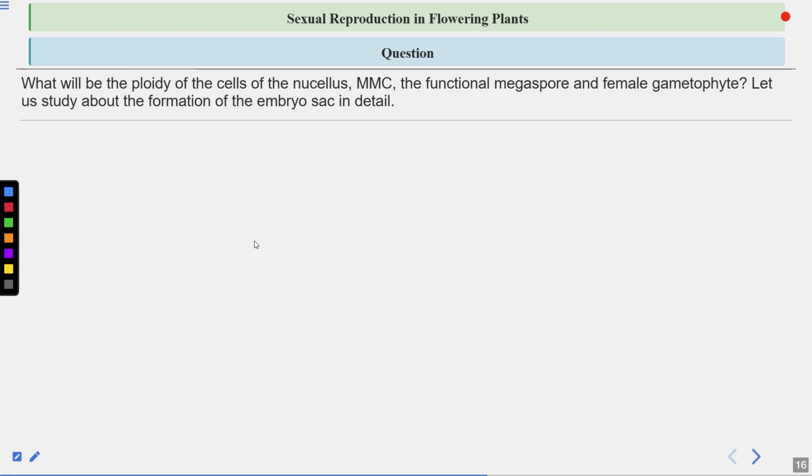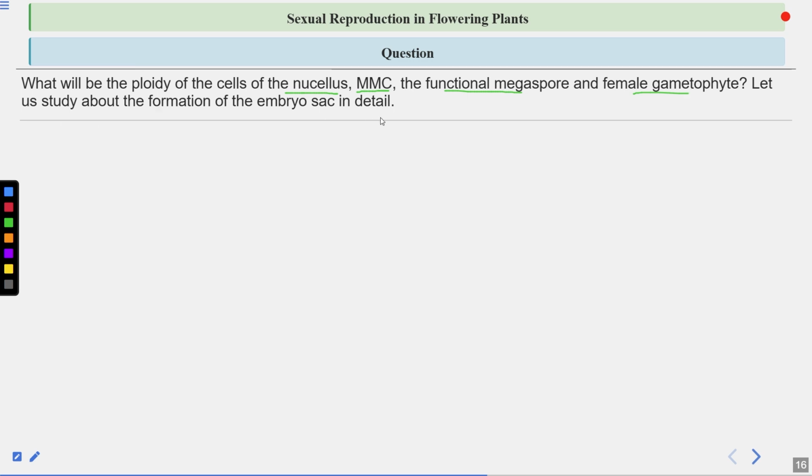So what will be the ploidy of the cells of the nucellus, microspore mother cell, the functional megaspore, and the female gametophyte? So 4 things are there. They are asking the ploidy. Ploidy, you understand? What is the chromosome number, whether it is a haploid, whether it is a diploid. If it is having the original chromosome number, then it is called as diploid. When it is having half of the original chromosome number, then it is called as haploid, right? So here you can see they are asking for the nucellus, microspore mother cell, functional megaspore, and female gametophyte.